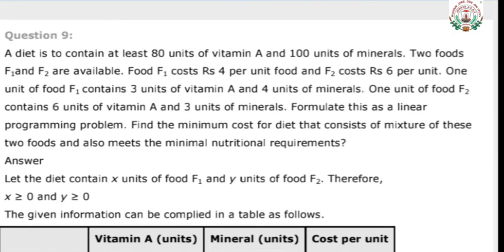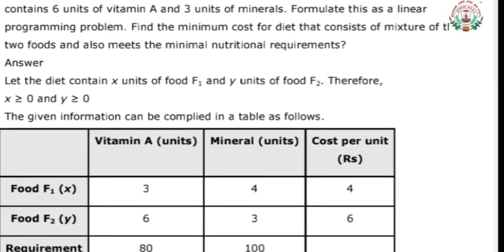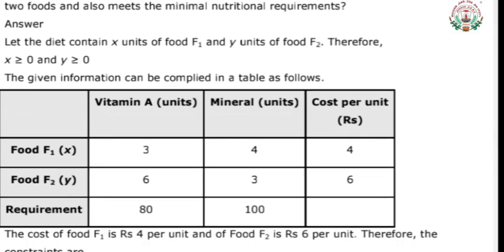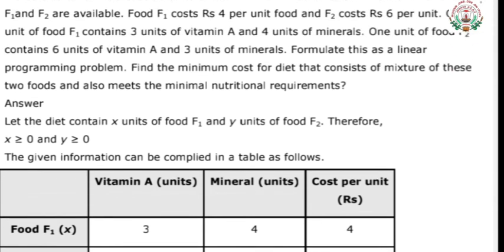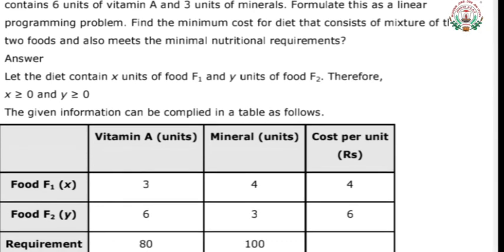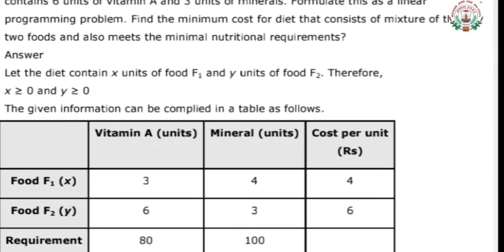Two foods F1, F2 are available. Food F1 costs rupees 4 per unit and food F2 costs rupees 6 per unit. One unit of food F1 contains 3 units of vitamin A and 4 units of minerals, so 3 and 4. And 1 unit of food F2 contains 6 units of vitamin A and 3 units of minerals. The cost per unit is given as 4 per unit and 6 per unit.